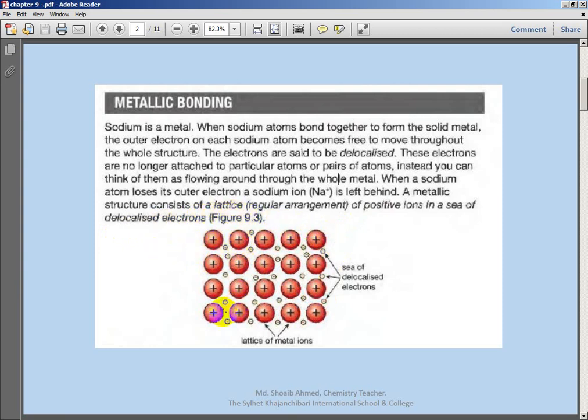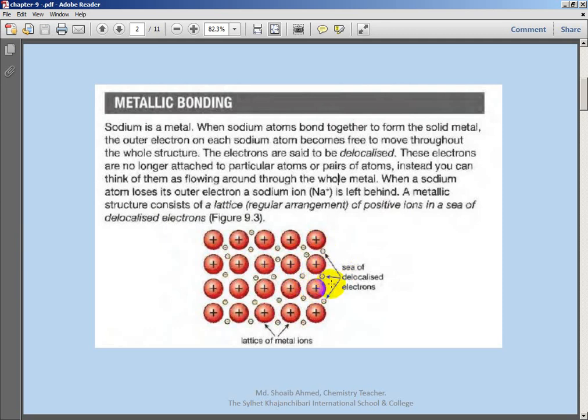Look here. This is 1, 2, 3, 4, 5. Again 1, 2, 3, 4, 5. This is the regular array. It is called a lattice. A regular arrangement of particles is called a lattice. So the structure consists of a lattice of positive ions in a sea of delocalized electrons.